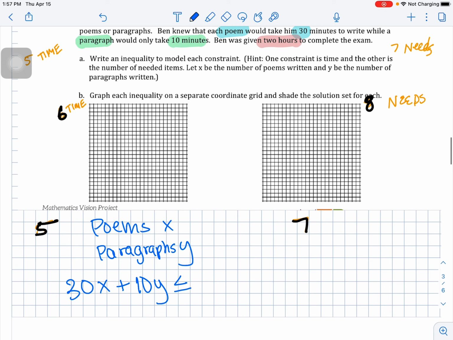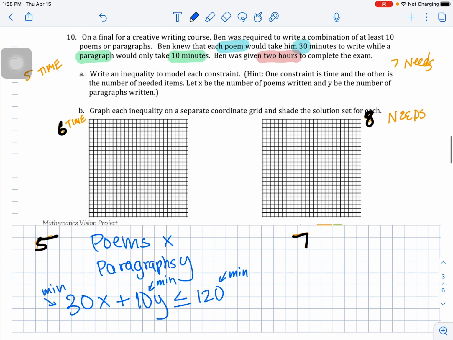But I can't put 2 hours because this is in minutes and this is in minutes. So I need the hours to be in minutes. Minutes, minutes, minutes. So 1 hour is 60 minutes, so 2 hours would be 120 minutes. So that's my equation.